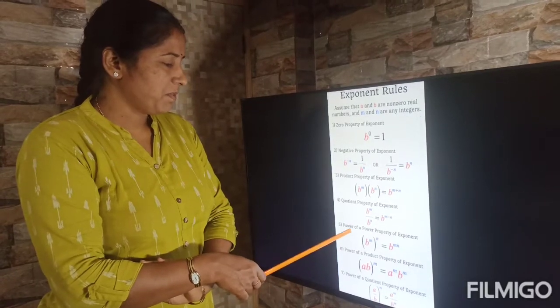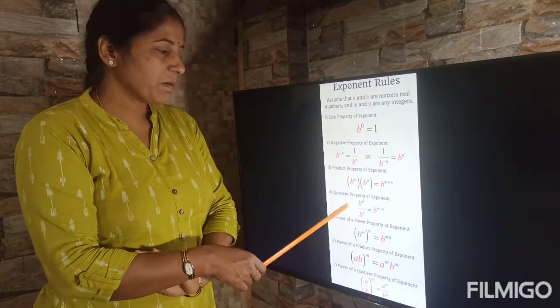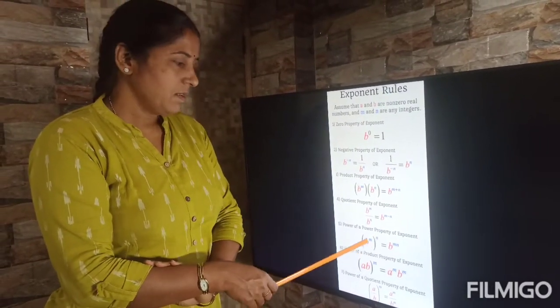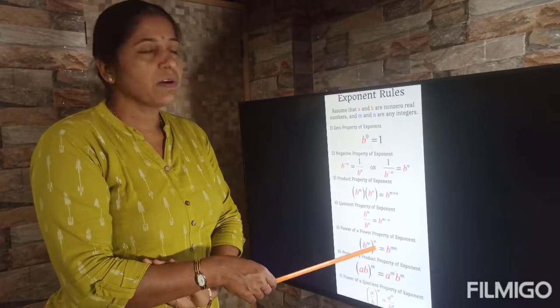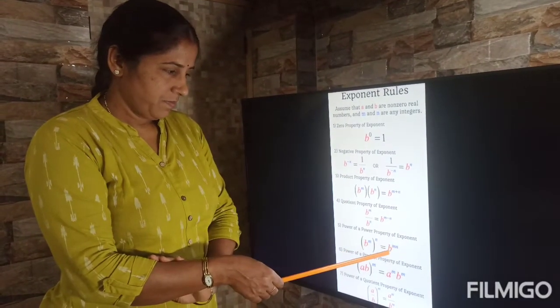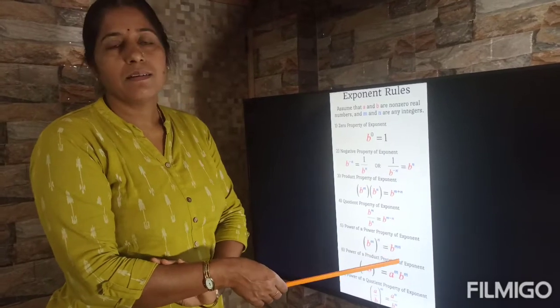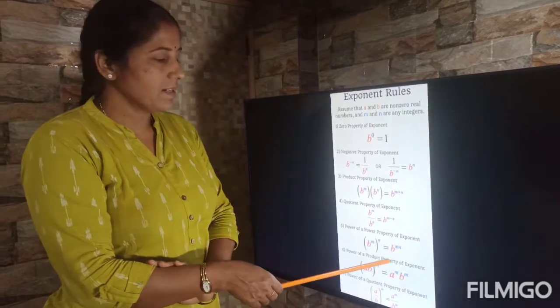Next, fifth, power of a power property of exponent. Power of power means here two powers are there. Double power, b to the power of m, whole to the power of n. That two powers we have to multiply. Keep the base one time and multiply the powers. That is, b to the power of m whole to the power of n is equal to b to the power of mn.